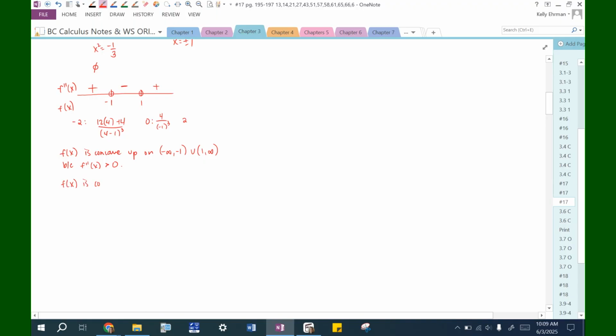F of x is concave down on the open interval negative 1 to 1, and that's because f double prime of x is less than 0. You should write out the word because on your AP test. I'm just not doing it on my homework.